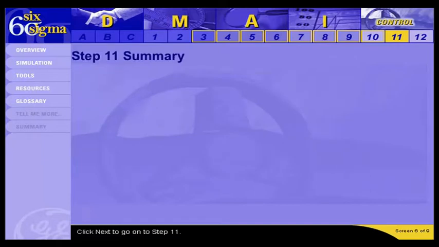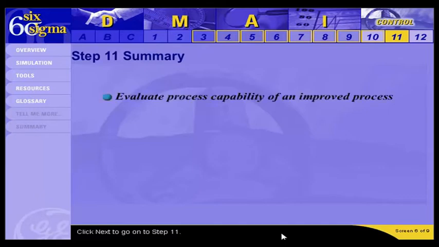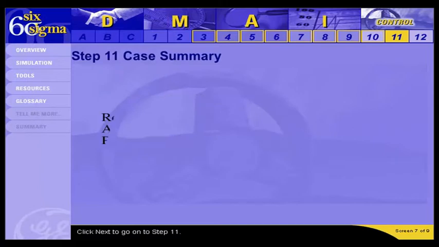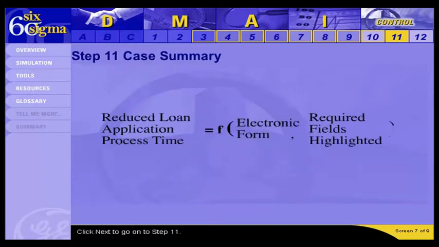To review what we covered in this lesson, you should now be able to apply what you learned in the Analyze phase to evaluate the process capability and hypothesis test results for statistical confirmation of the process improvements. Click Next to continue. In the commercial loan sales case, with a higher sigma score, dramatically lower defects per million opportunities, and the definitive results of a hypothesis test, we can now confirm that the process improvements made during the Improve phase have had a positive impact on the project goal of reducing loan application processing time.